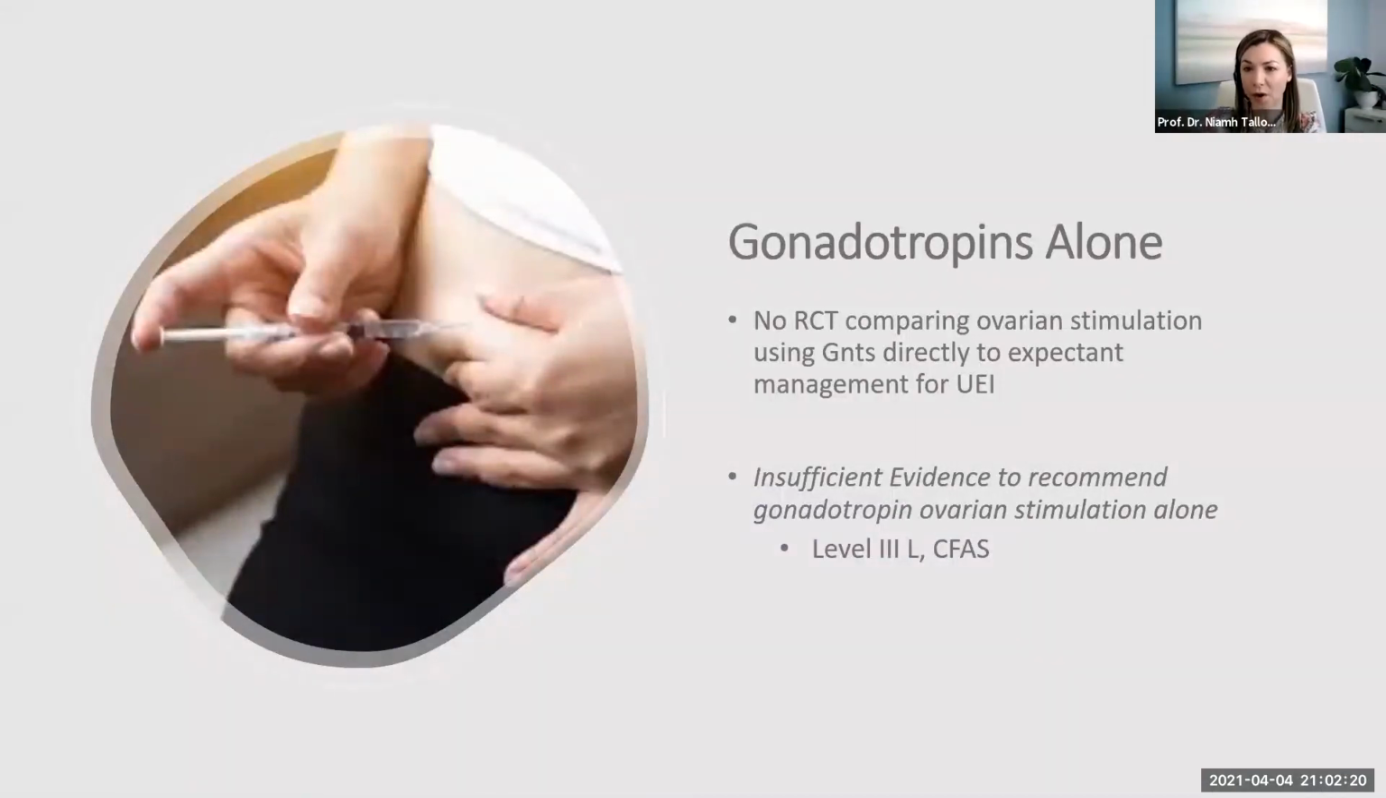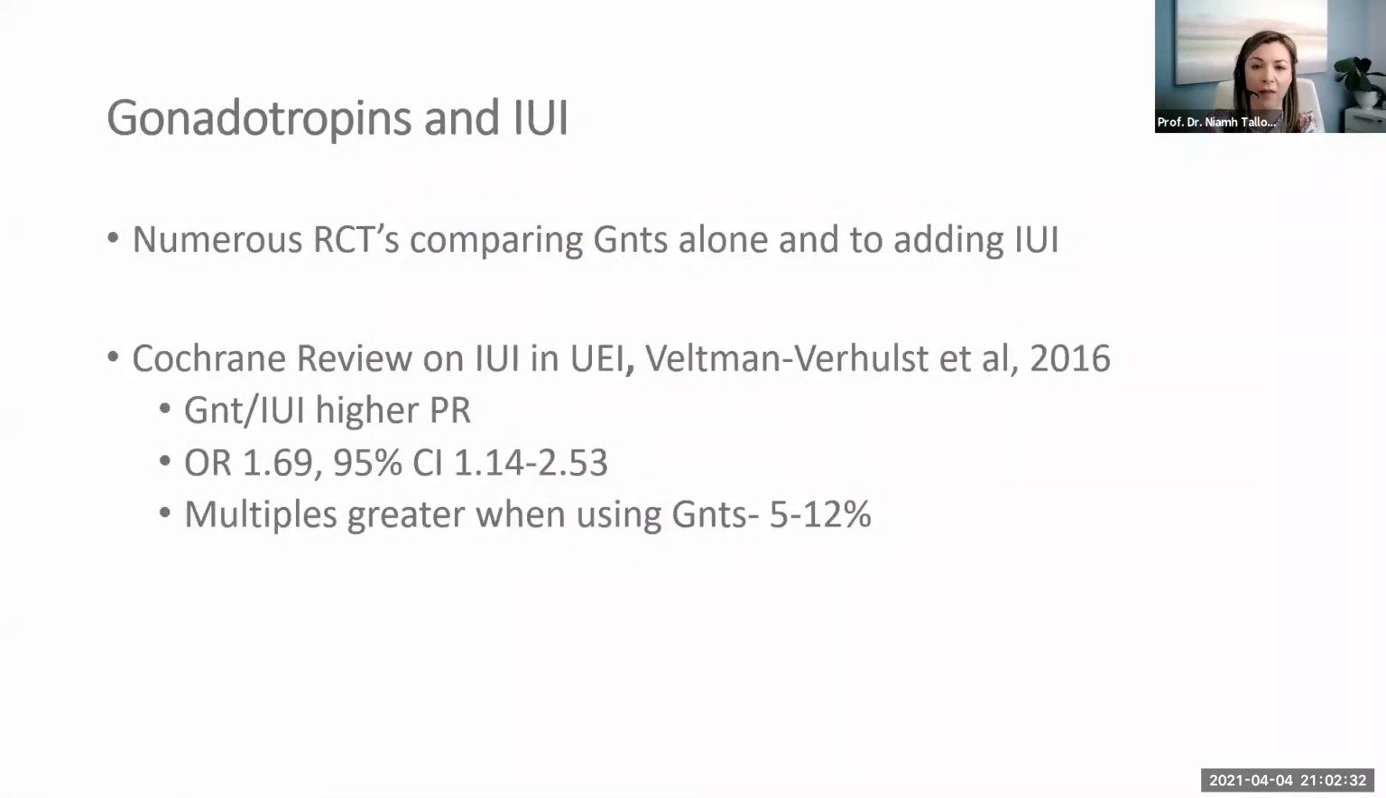Now, gonadotropin superovulation with timed intercourse has never been looked at in an RCT compared to expectant management with unexplained infertility, so there is insufficient evidence to recommend it. But with IUI, there are lots of studies looking at it for superovulating, and a Cochrane review definitely shows that pregnancy rates are higher versus expectant management, but obviously multiples are greater. And they quote multiple rates of 5 to 12%, which really aren't that shocking when you're considering superovulation.